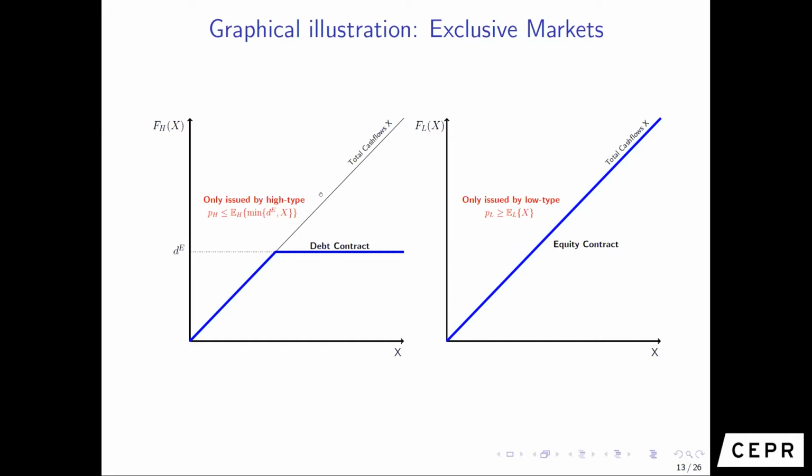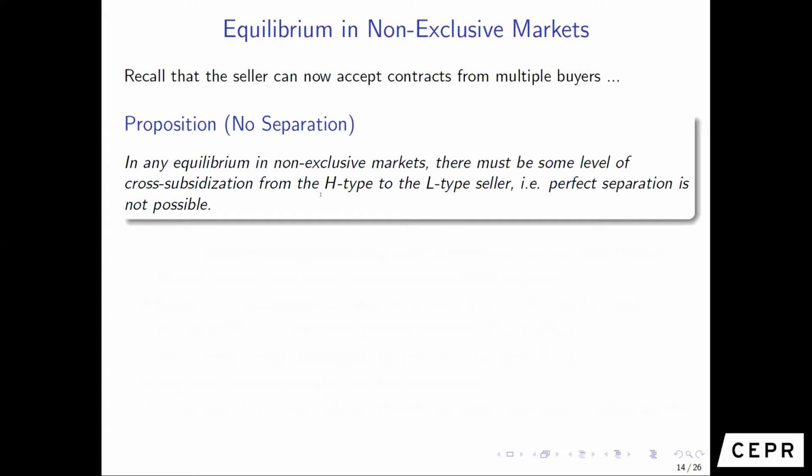So now we move to the non-exclusive markets, where the seller can now accept contracts from multiple buyers. The objective of this paper is to understand the implications of introducing this assumption. The first important result is that once markets are non-exclusive, there must always be some level of cross-subsidization from the high type to the low type seller. So markets are no longer able to separate high from low type assets.